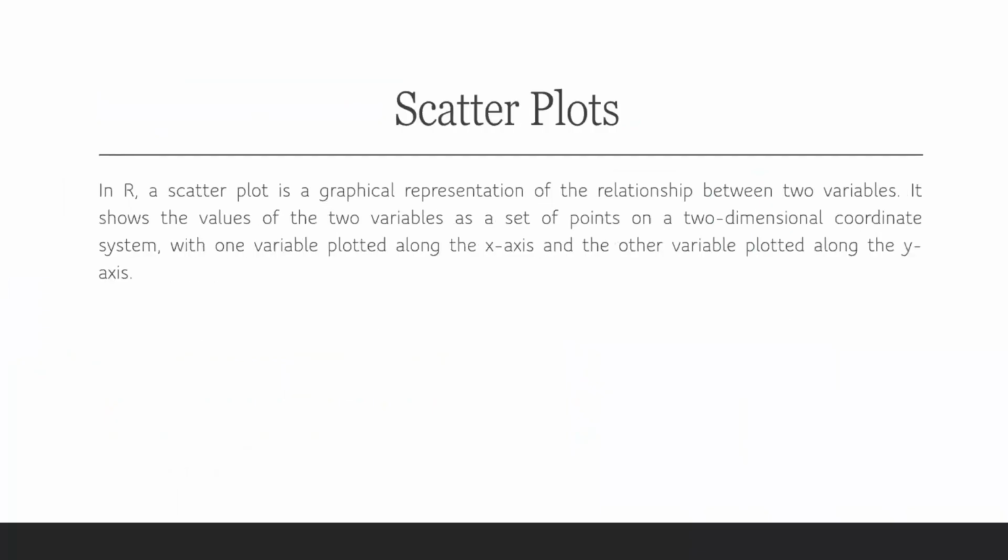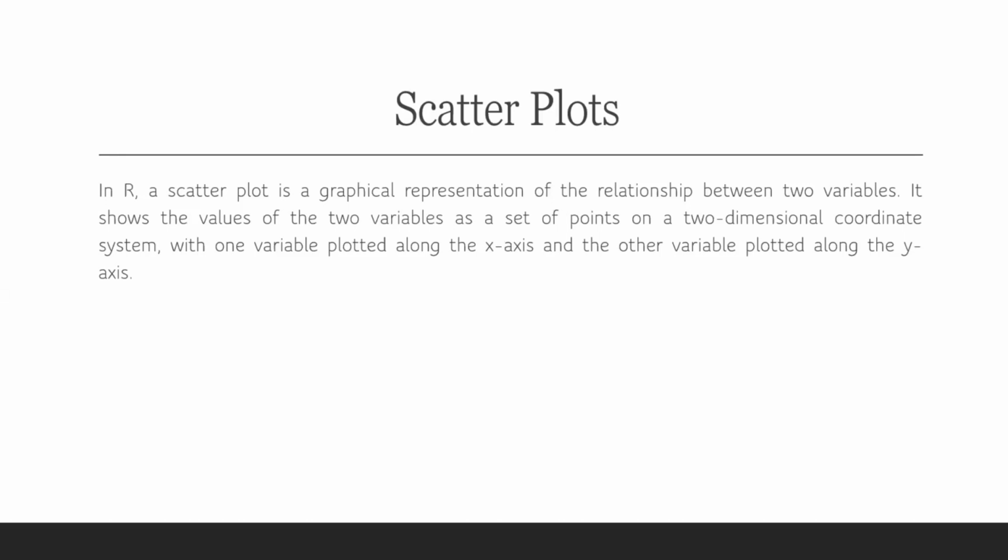Next, we have scatter plots. A scatter plot is a graphical representation of the relationship between two variables. It shows the values of two variables as a set of points on a two-dimensional coordinate system, with one variable plotted along the x-axis and the other variable plotted along the y-axis. So let's say you plot engine cylinders on the x-axis and you plot the price feature on y-axis and see the relation of engine cylinders and price.